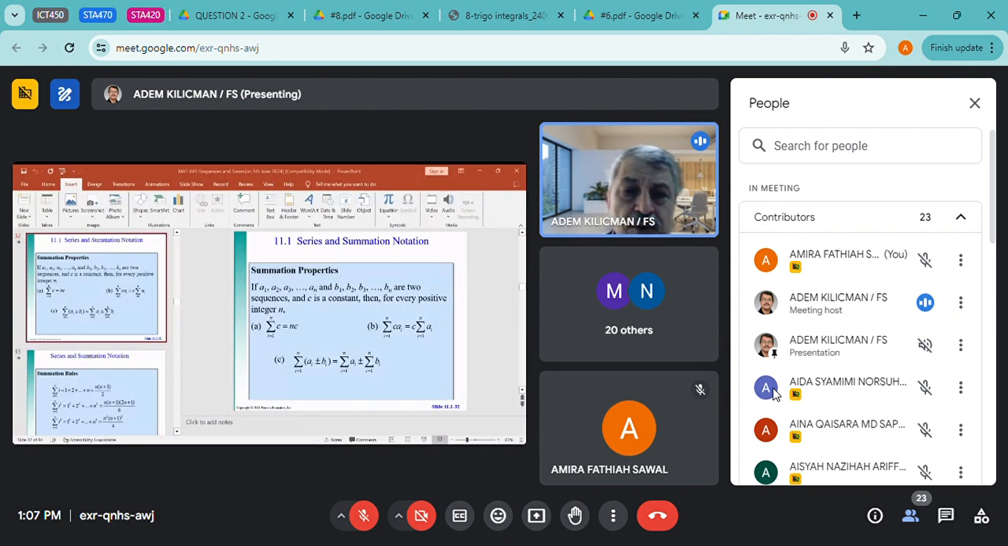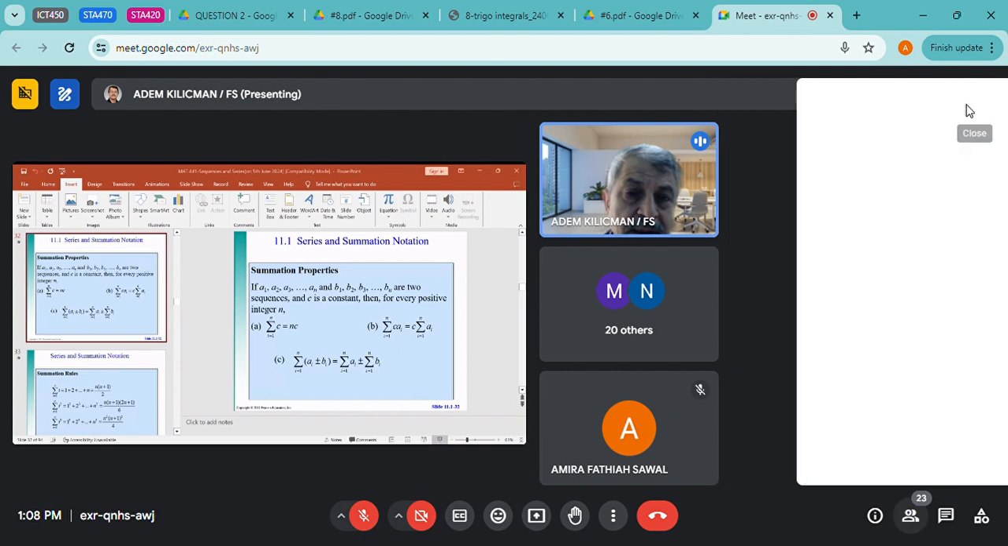Use summation properties to evaluate this, I from 1 to 45.